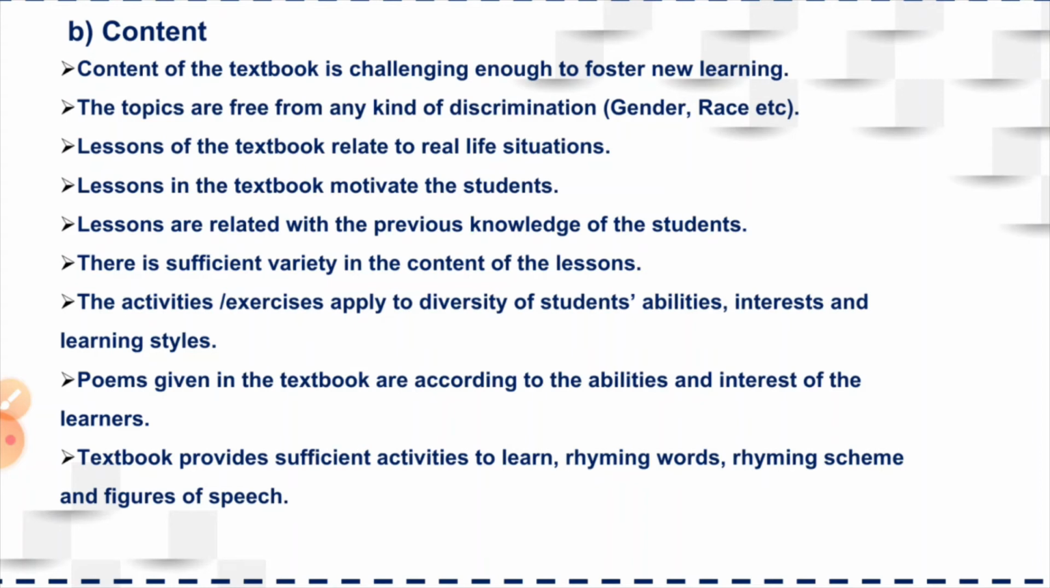Then, do the lessons in the textbook motivate the students or not? Are the lessons related to the previous knowledge of the students? Then, is there sufficient variety in the content of the lessons? Each chapter of your textbook should provide various kinds of experiences to the students. Meaning, if one chapter is related to science and technology in English, like the Wright Brothers, which I remember, the next chapter is about Rickshaw Villa, which is a story. Then the third chapter is once again a dialogue or some drama. So it means the textbook should have variety in its content.